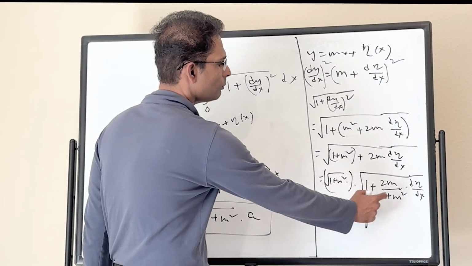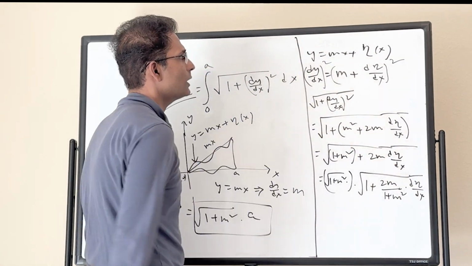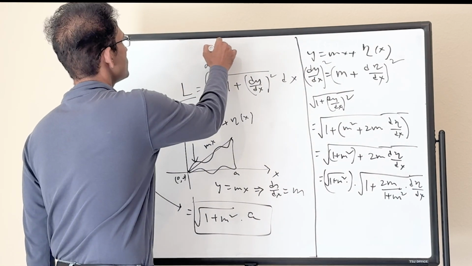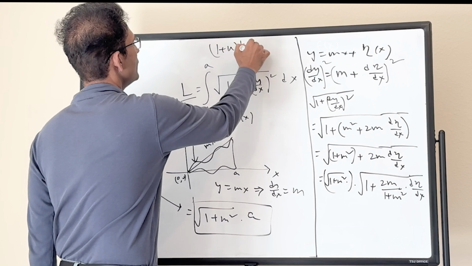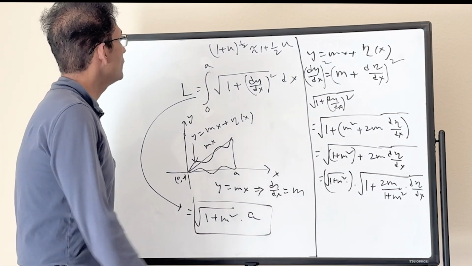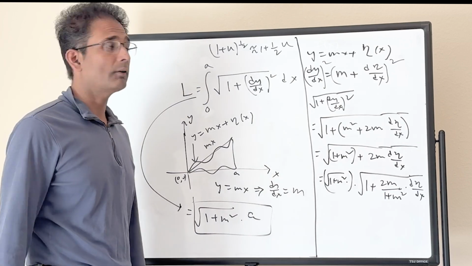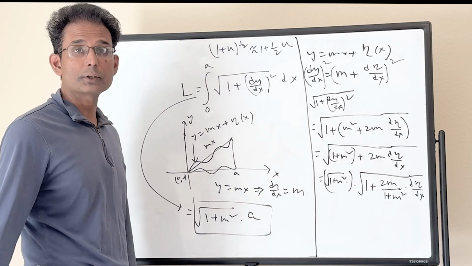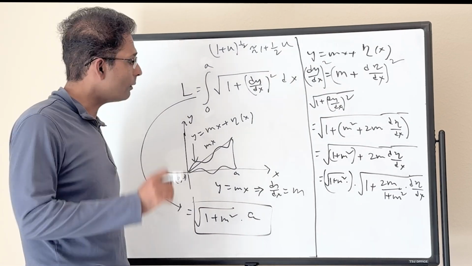So this is like 1 plus u, and square root is like the power of a half. So I'm going to use this formula: 1 plus u to the half is approximately 1 plus half times u, right? It's a pretty standard Taylor expansion formula that is used all the time in physics problems.